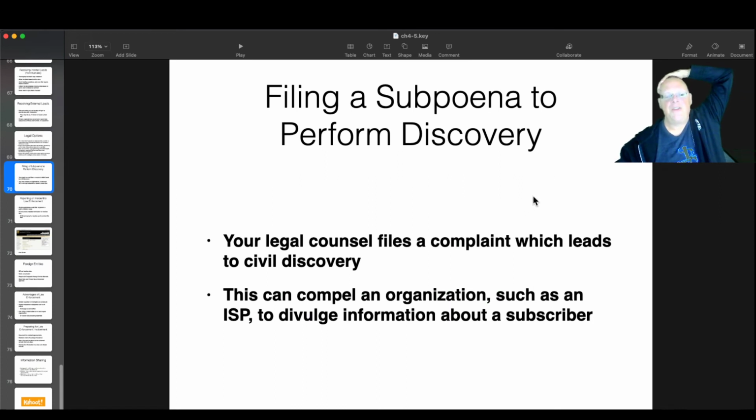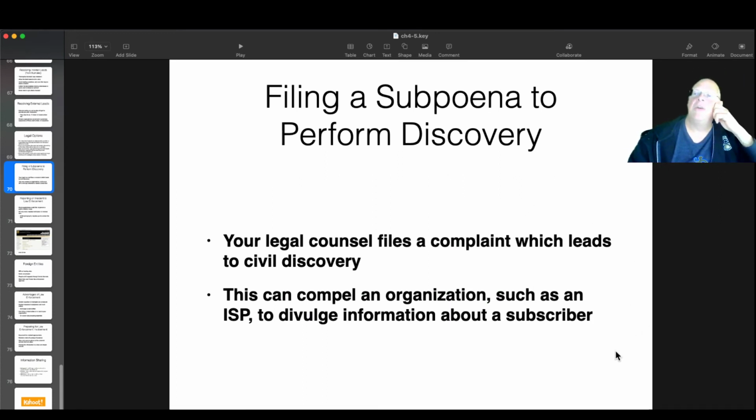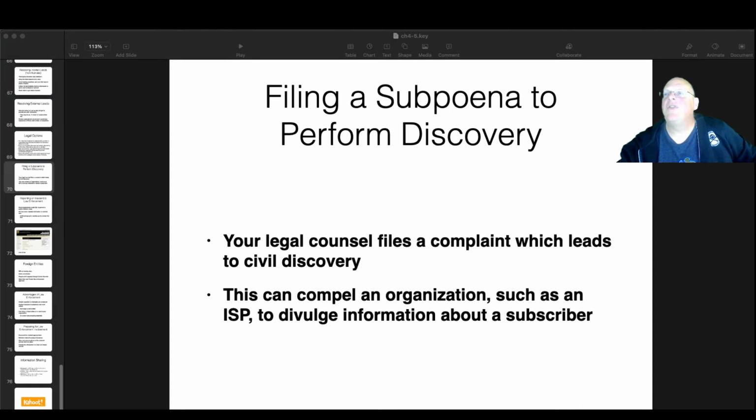So you can file a subpoena. Your legal counsel can do this, and they may be able to compel people to tell you something about a subscriber. Yep, the DMCA is the easy one. If you just want to take something down, you can just issue like a form letter, DMCA saying, we assert that we own this product and you should take it down, and most people will just take it down. That's why that's easy. But that's not the same thing as actually getting information.